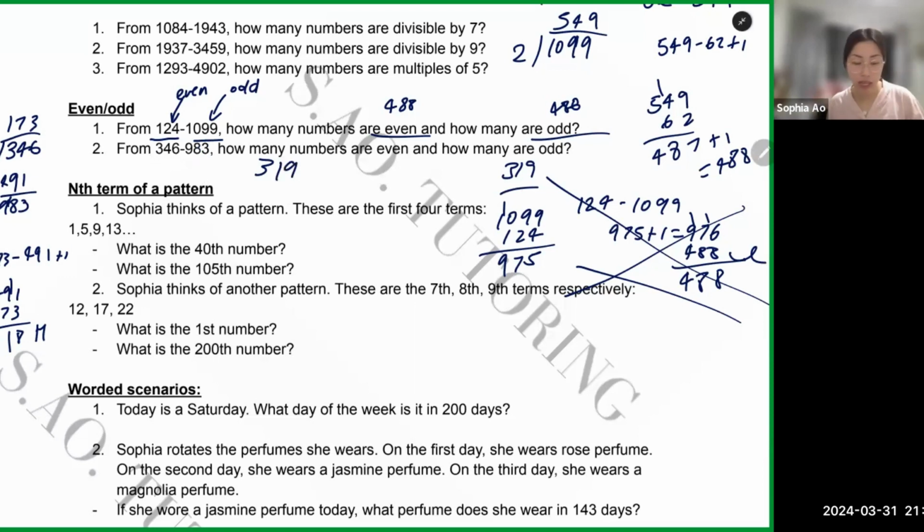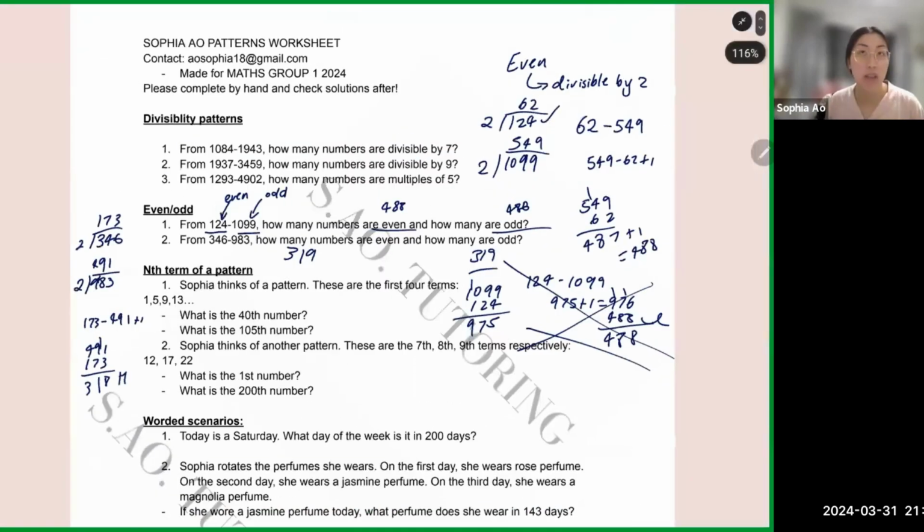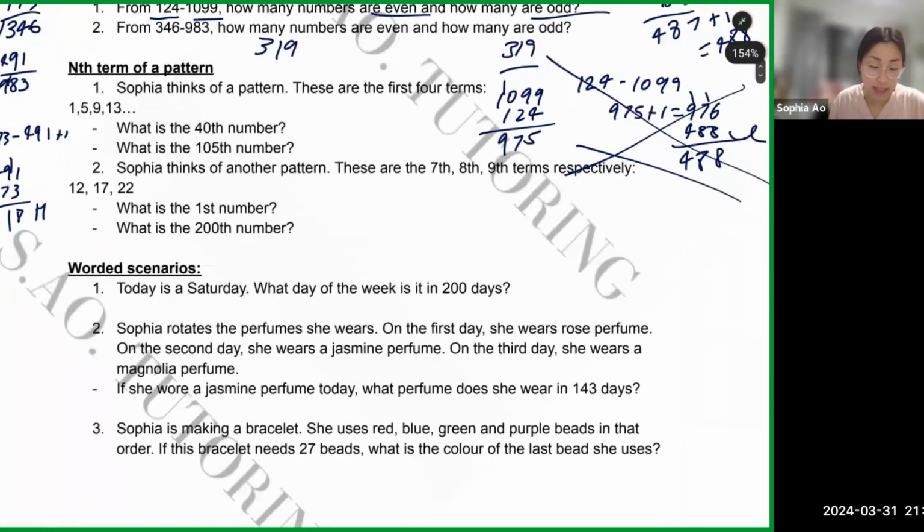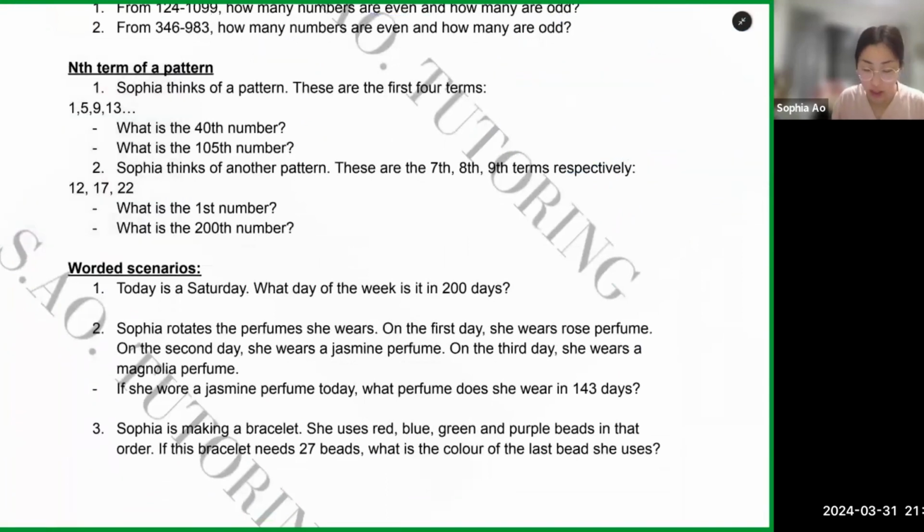So I've just taken everyone through the divisibility patterns and a variation of this, which is the even odd question. We now have a few other scenarios. The first one touches on the nth term of a pattern, and the second one touches on 3 fun worded scenarios. So I'm going to erase the working out from before just to keep things tidy. Okay, and let's have a look here. So the nth term of a pattern, this is actually relatively easy to do, and it's going to save you a ton of time.